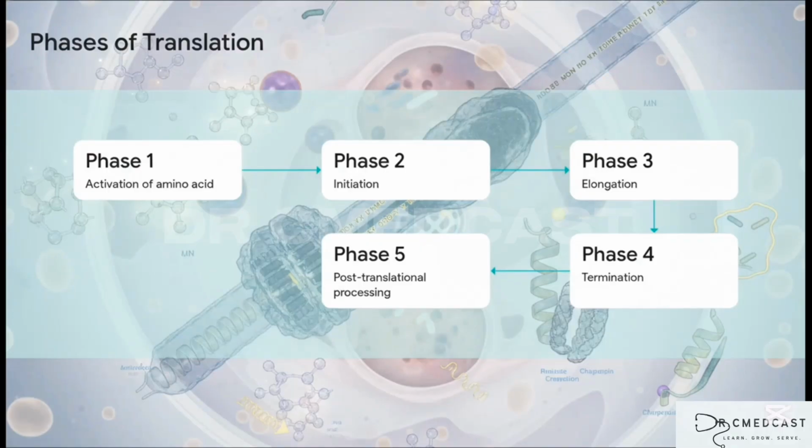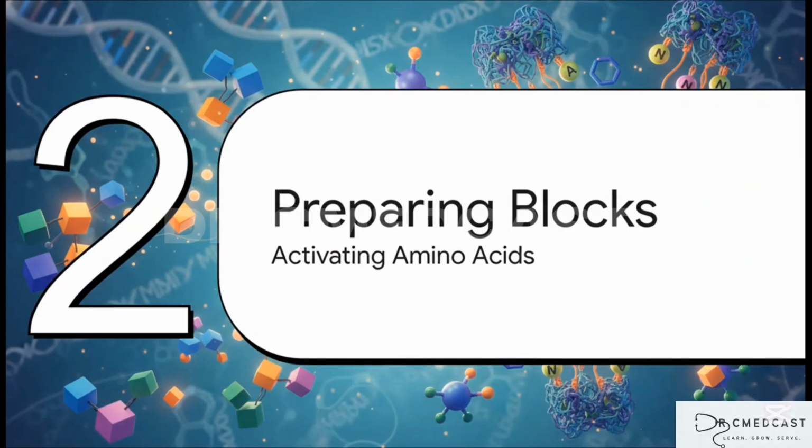The whole thing unfolds in 5 distinct phases, one leading directly into the next. It all starts with activating the raw materials. Then comes initiation, where the assembly line is set up. After that is elongation, the actual building phase, followed by termination when the process stops, and finally there's often some post-production tweaking.